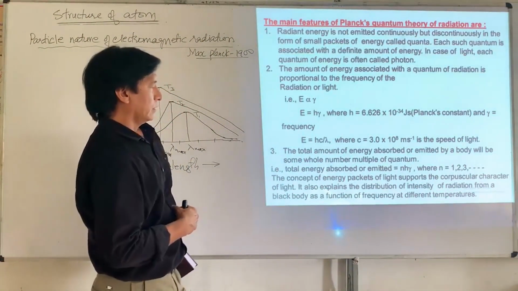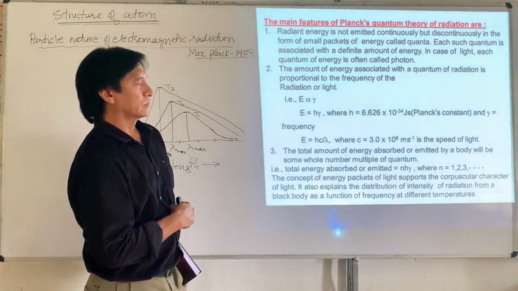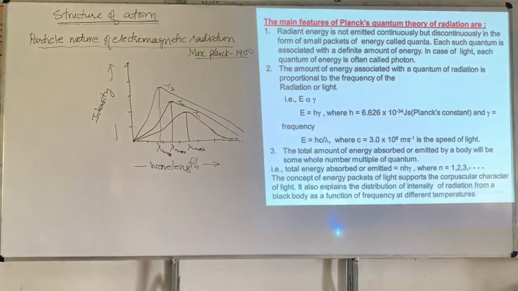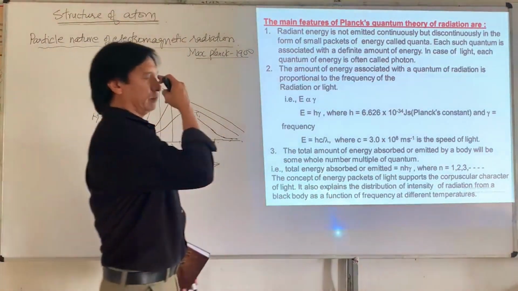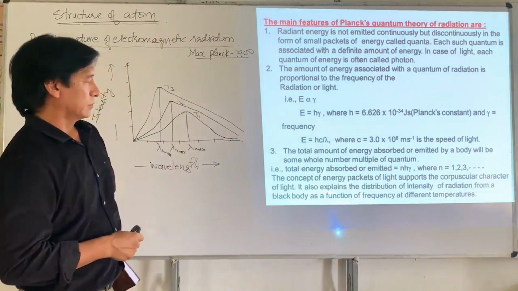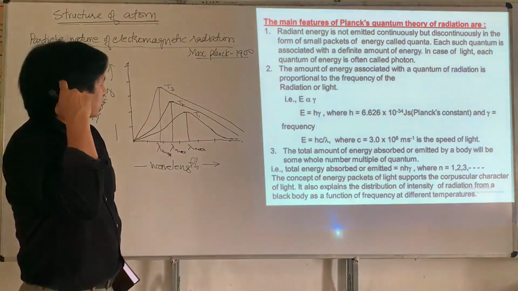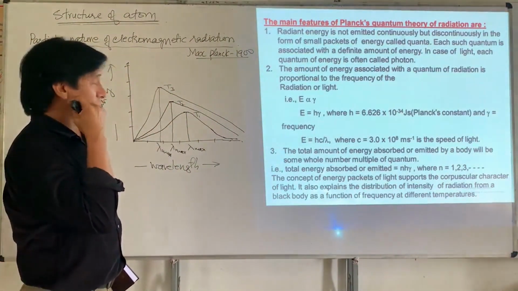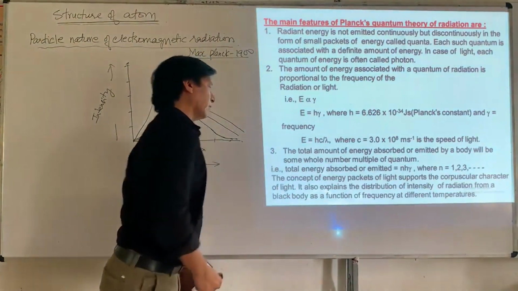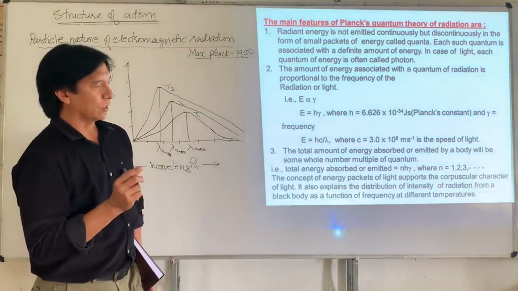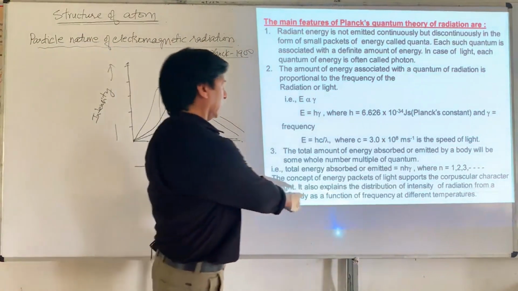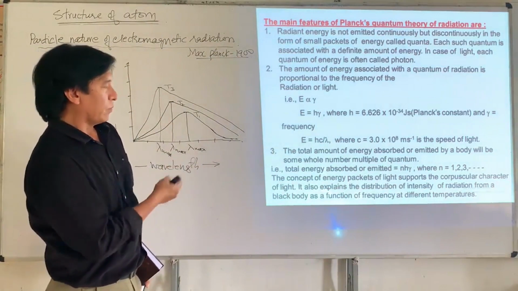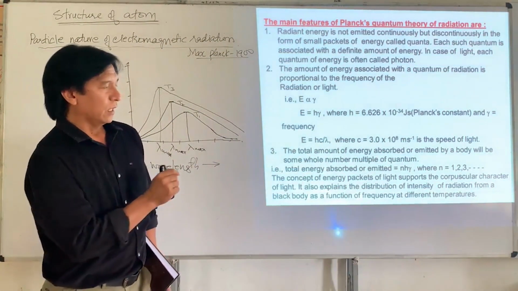Now the concept of energy packets of light supports the corpuscular theory of light. So earlier, it was believed that light was made up of particles. Based on that, there is this corpuscular theory. So the concept of energy packets of light supports the corpuscular character of light. It also explains the distribution of intensity of radiation from a black body as a function of frequency at different temperatures.